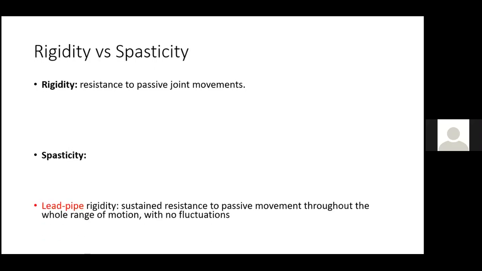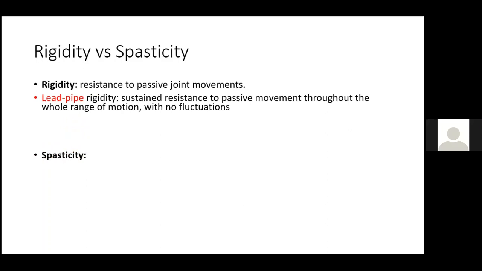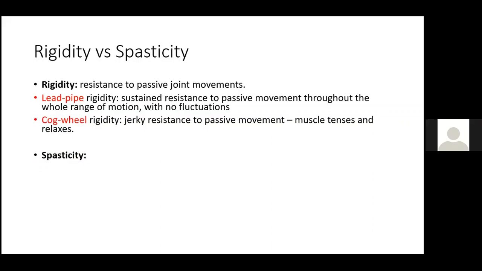Now looking over rigidity versus spasticity. So rigidity is resistance to passive joint movements. In Parkinson's disease, you get lead pipe rigidity. So that's sustained resistance to passive movements throughout the whole range of motion, and you don't get fluctuation. And then cogwheel rigidity is jerky resistance to passive movement. So that's when your muscle tenses and relaxes, and you get this cogwheeling effect. So the two types are lead pipe rigidity, where there's sustained resistance throughout the passive movement, and cogwheel rigidity, where you get jerky resistance.